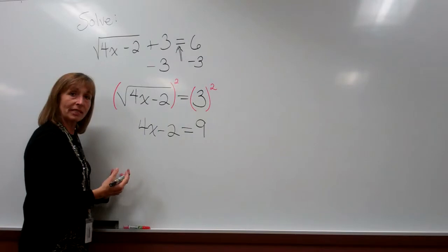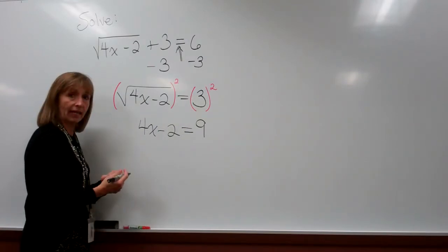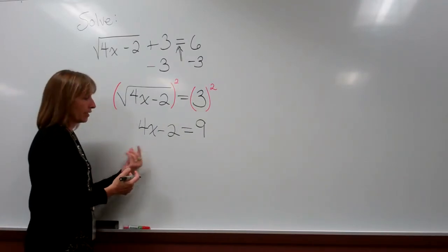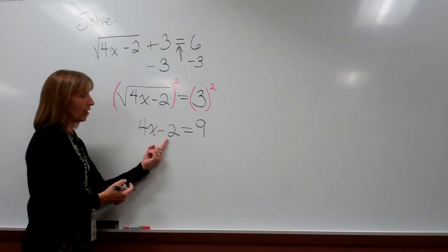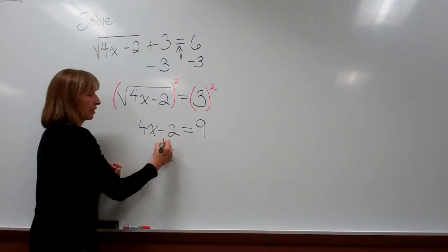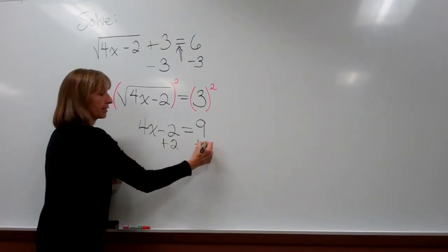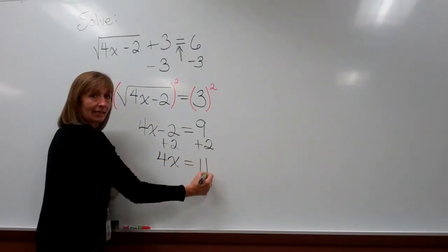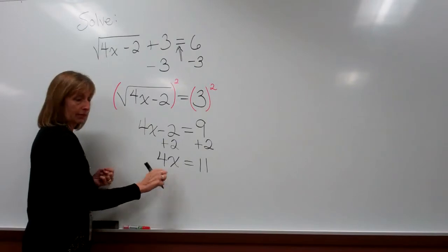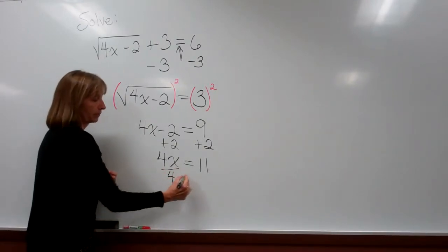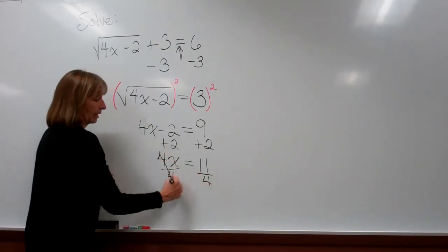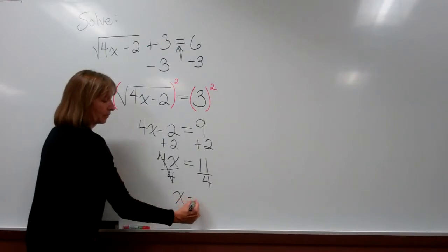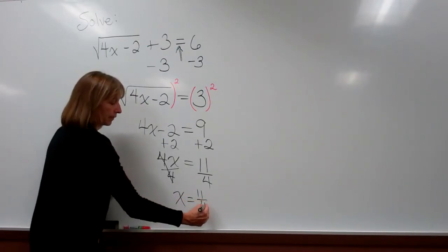So now I'm able to get at the term that has my letter in it. We will get all the x terms on one side, which we have, and all the not x terms to the other side. So we'll add 2 to both sides. And that'll give me 4x is equal to 11. And then finally, solving for x, we'll divide both sides by 4. And that gives me x is equal to 11/4.